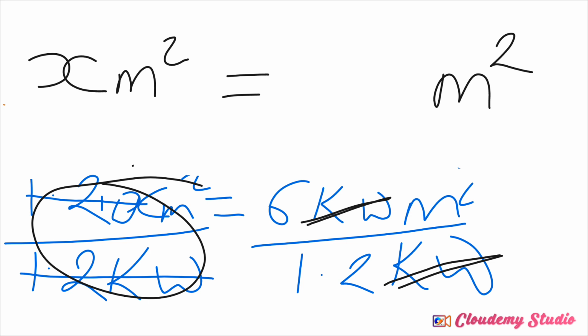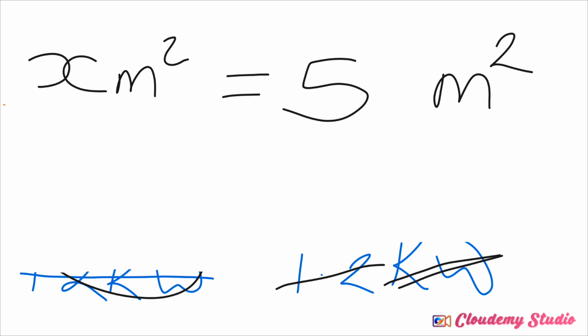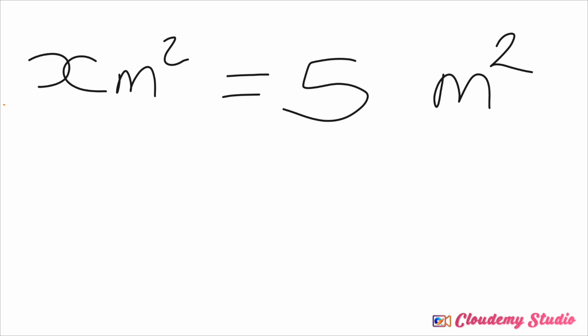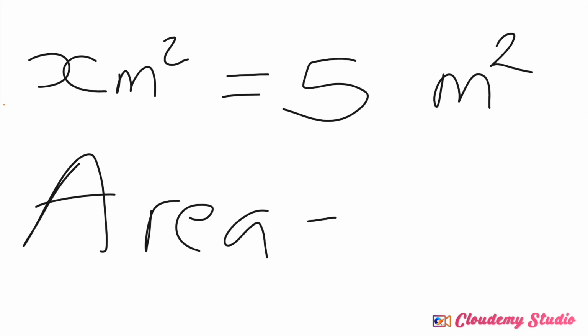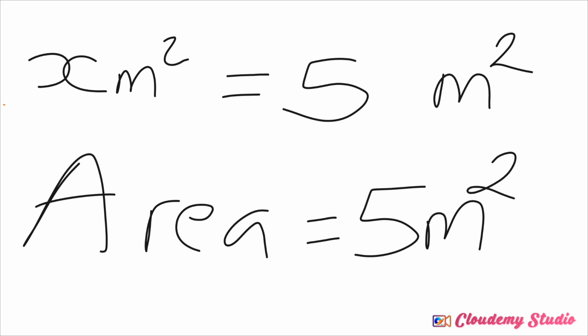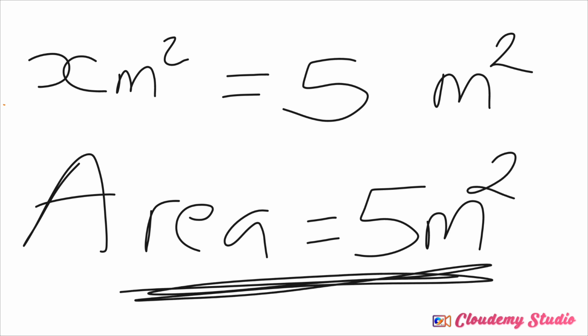Then this 1.2, if it enters into 6, it will enter there 5 times. This will now tell us that the area needed is equal to 5 meters squared. This is it. This is method number 1. Now let's look at method number 2.